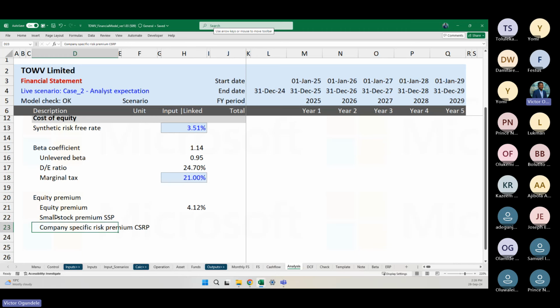The second one is what we call company specific risk premium. Now, what this is saying is, oh yes, this is the cash flow you forecasted.